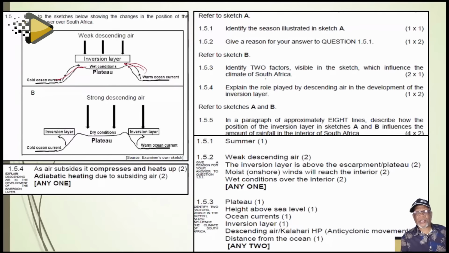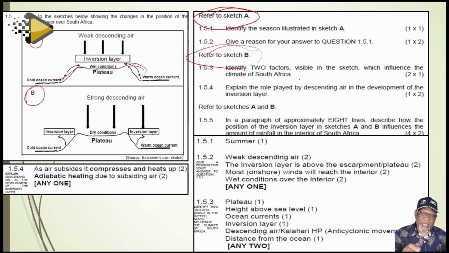And then the next question, identify two factors visible in the sketch which influence the climate of South Africa. So you just look at sketch B. It's very important that you read these leading questions. Refer to sketch B, refer to sketch A. Make sure that you read your leading statements because they are going to show you what is expected of you.